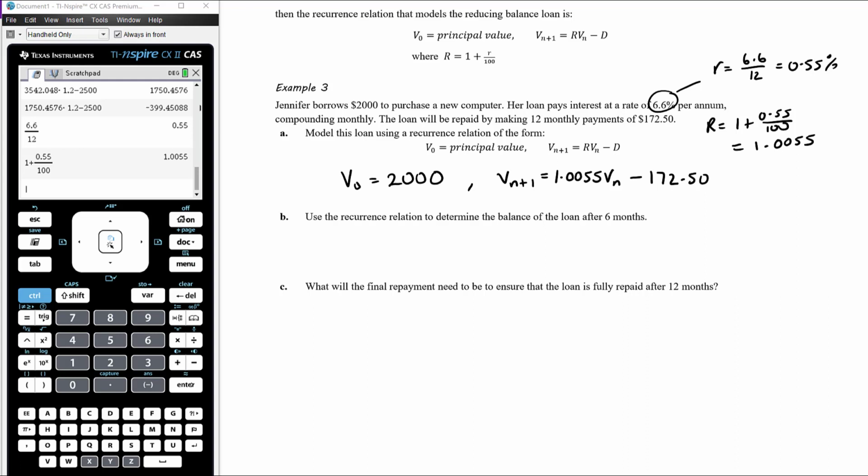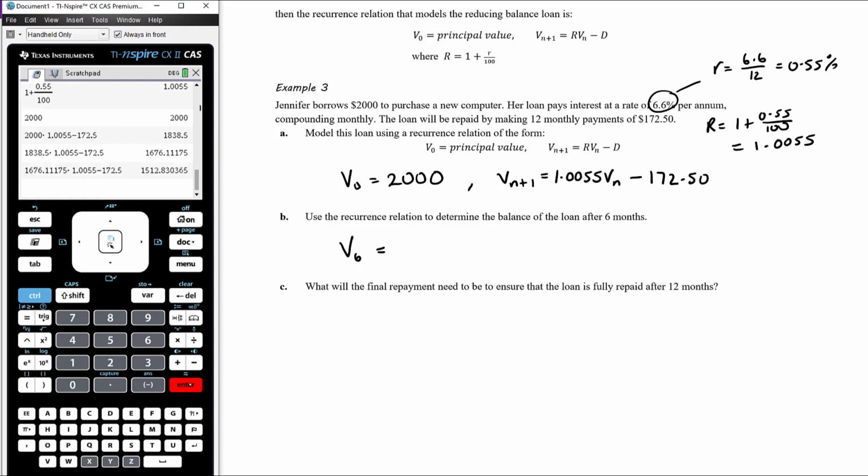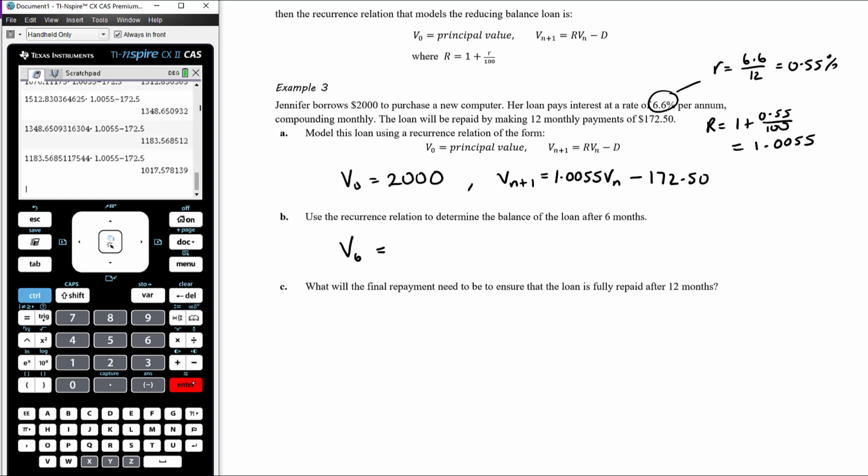Use the recurrence relation to determine the balance of the loan after 6 months. Okay, so let's set up our CAS. We're starting with 2,000, multiplying by 1.0055, and then subtracting 172.5. So it's up to 1 month, 2 months, 3 months, 4 months, 5 months, 6 months. So after 6 months, the balance of the loan is $1,017. And remember, in financial maths, always round to the nearest cent, so 58 cents.